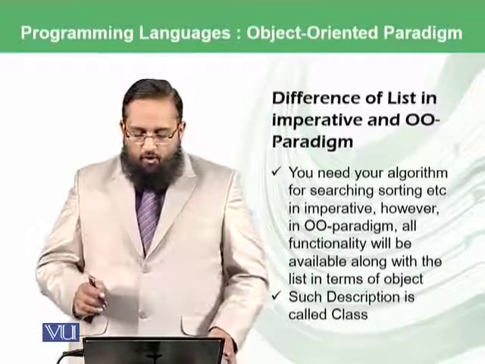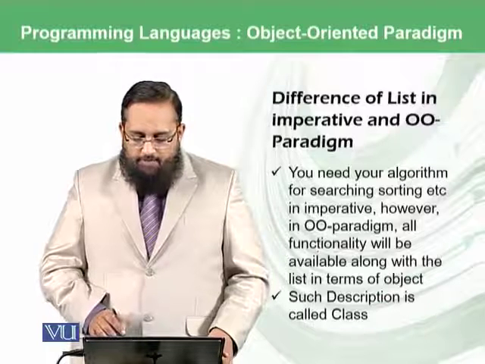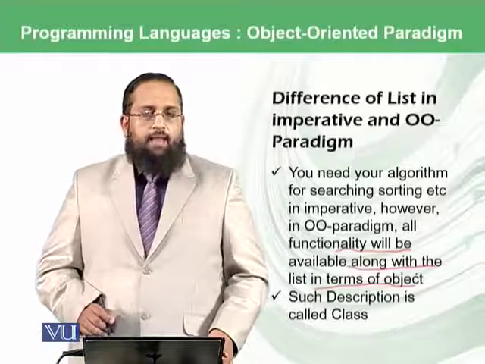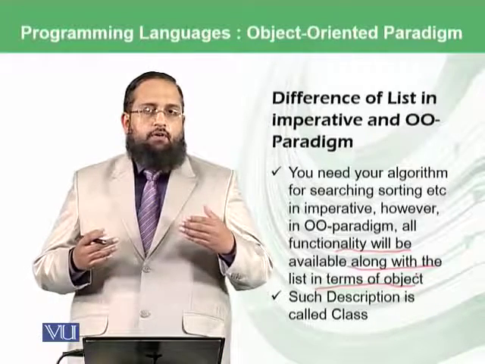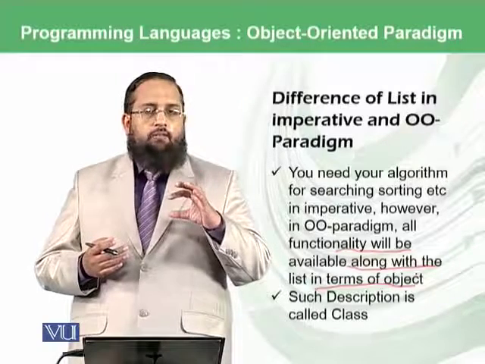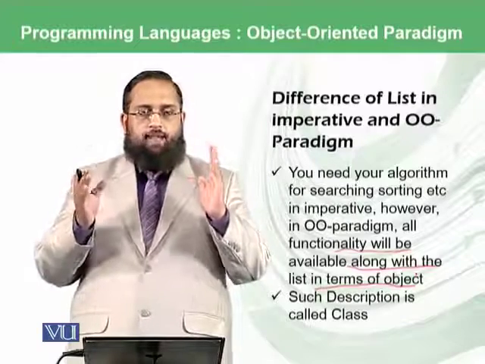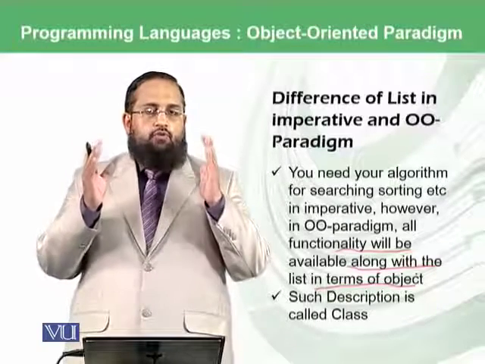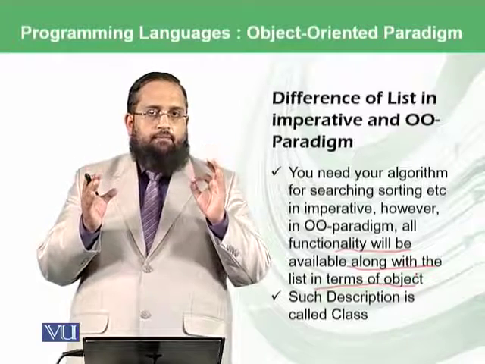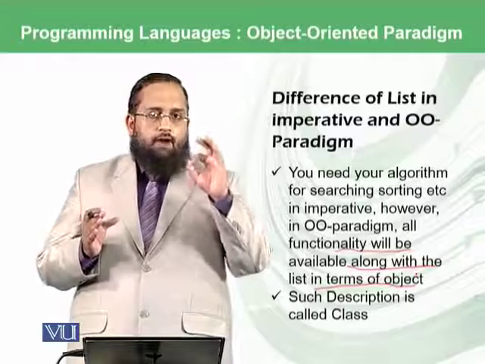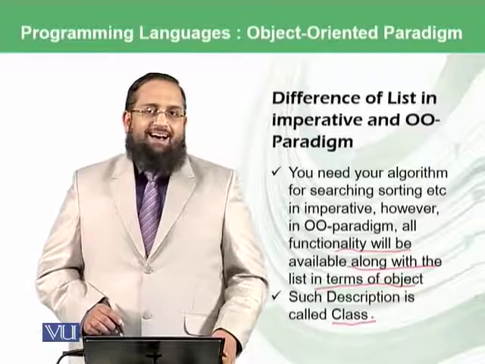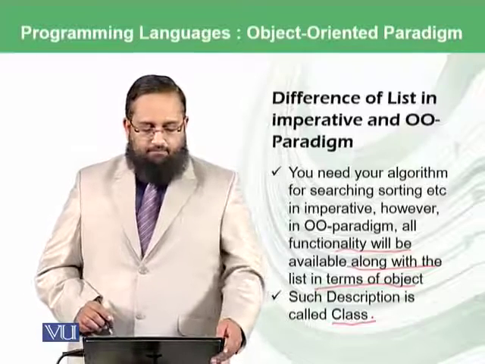However, in the object-oriented paradigm, all functionality will be available along with the list of items or objects. For example, searching and sorting, all such functionality in the form of methods will be available along with the list as a data structure. So the place where you write all such information, such description, is called a class in the object-oriented paradigm.